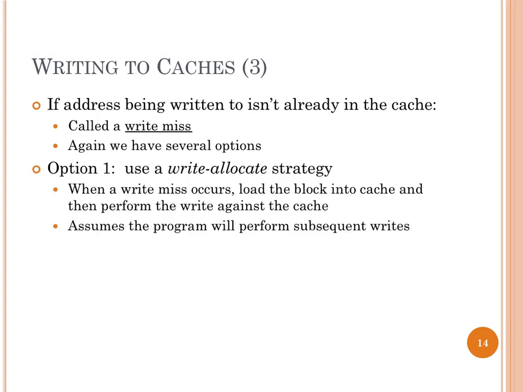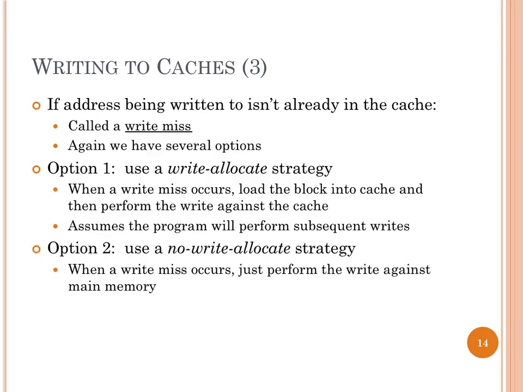And so again, we have a couple of choices. We could write allocate, where basically when somebody tries to write and the block isn't in the cache, then the cache turns around and reads the entire block that was being written to into the cache. So you can see that this is an assumption, right? That the program's going to perform subsequent writes. It's going to exhibit good spatial and or temporal locality. So that's a nice assumption, but then again, this is complicated. So the cache has to be more clever to do write allocate.